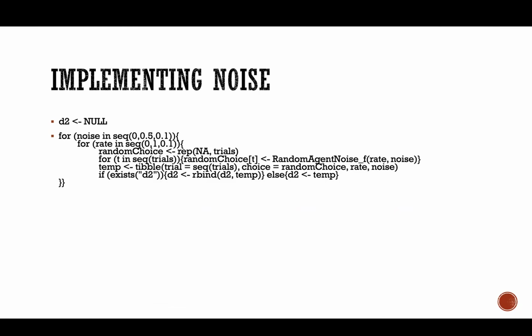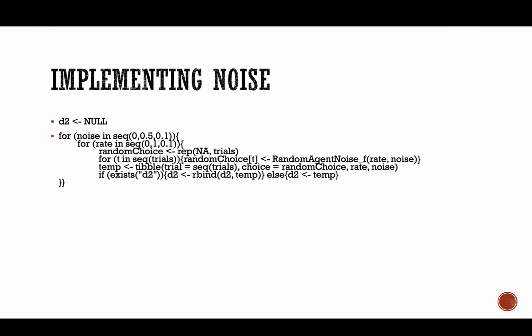Okay, we implement noise. We create a new data set, table. And then what we do is we add an external loop to the previous loop. So we're saying for noise in the sequence from 0 to 0.5 in steps of 0.1. Because we could put higher noise, but if we have a noise that is above 0.5, then it's kind of a crap task that we've picked, right? Or we need to do something to the participants.